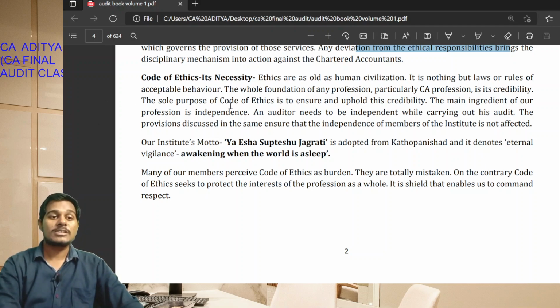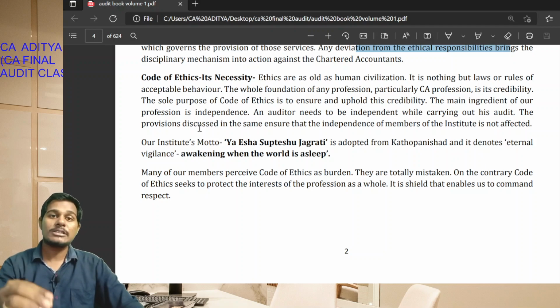Okay students, the sole purpose of the code of ethics is to ensure and uphold this credibility. See students, a chartered accountant, when following the code of ethics, will uphold his credibility, that is, his reliability will be increased when he follows the code of ethics. The main ingredient of our profession is independence.